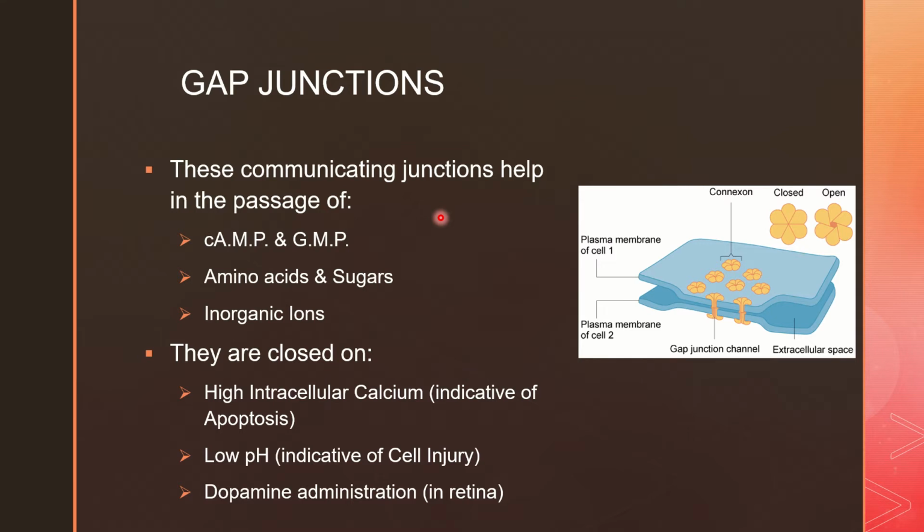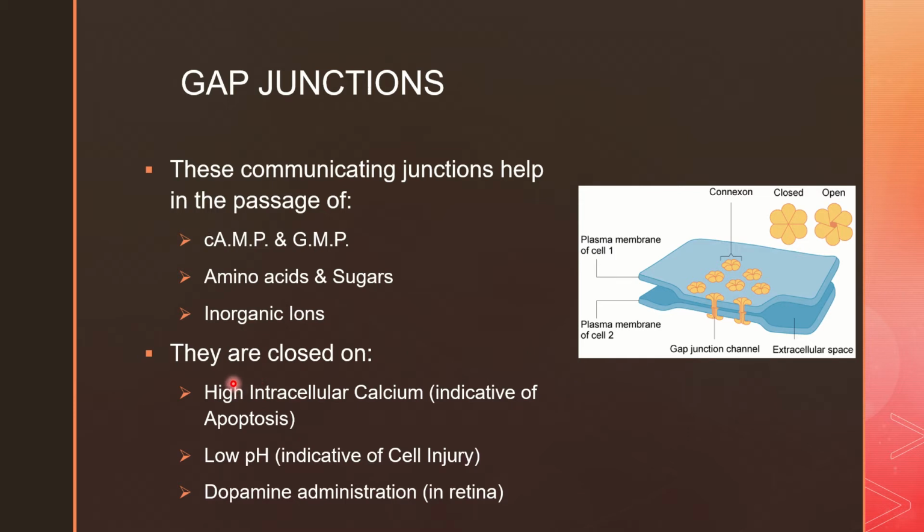Now the gap junctions, or the communicating junctions, help in the passage of many molecules. Some of them are signaling molecules such as cyclic AMP and GMP, nutritive substances like amino acids and sugars, and inorganic ions for electrical conduction.